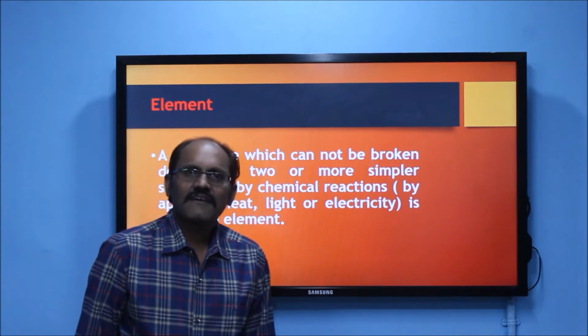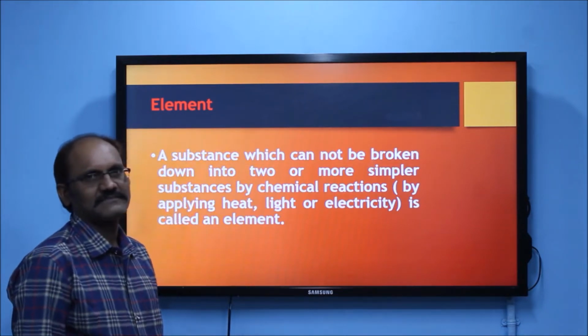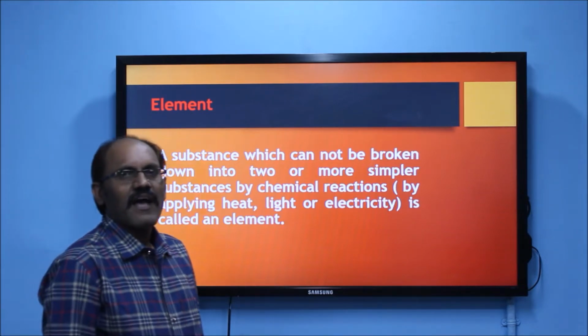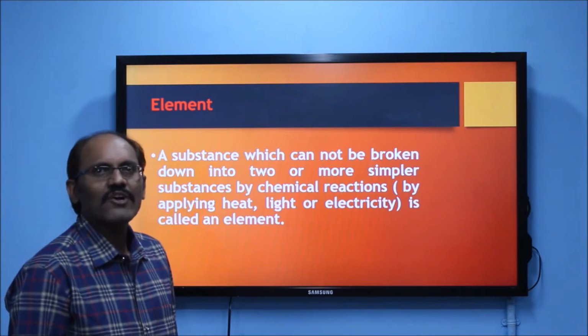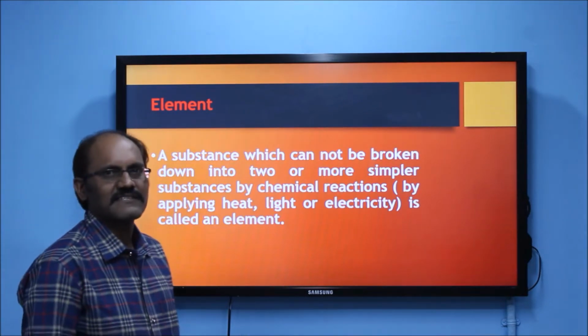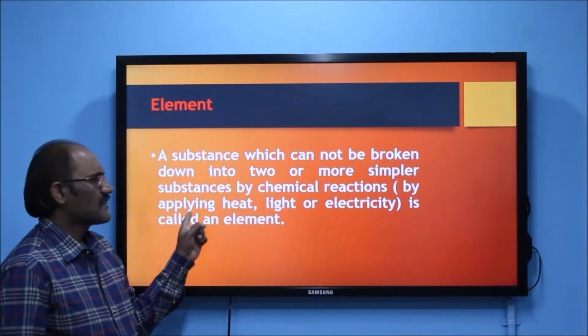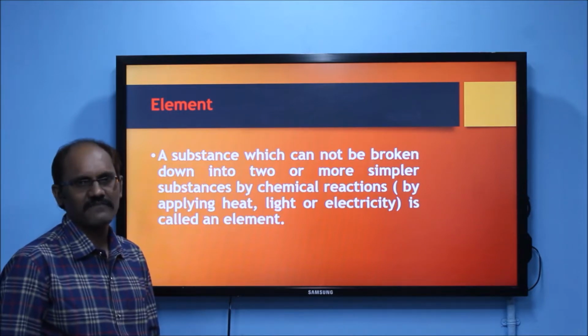First of all, let us know what an element is. Do you know? An element is a substance which cannot be broken down into simpler substances by chemical reactions such as applying heat, light and electricity.